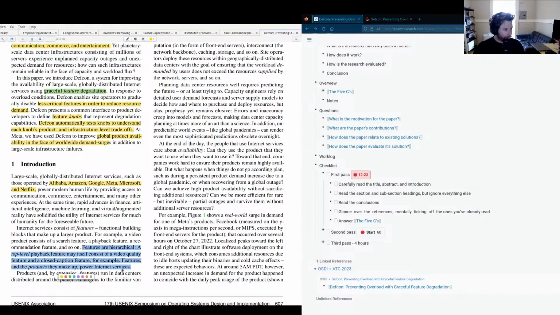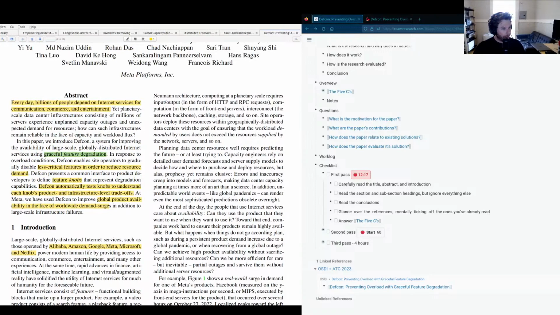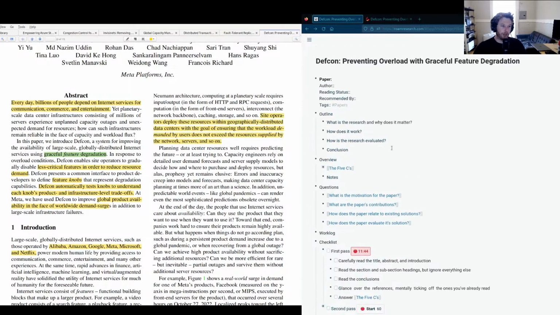Cool. They talk about features. And there are different features. Site operators deploy resources to service features, and they do that around the world. And they must make sure that the workload to power those products does not exceed the amount of resources that you have. So planning resources is also very closely related to the Flux paper.